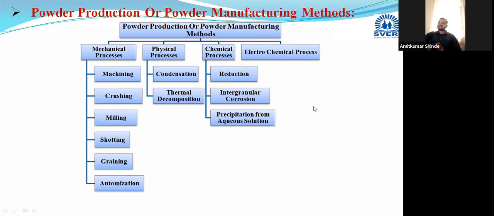Now this electro deposition is obtained in three ways. On the cathode, hard and brittle powder particles are obtained, and they are separated by a grinding operation, and powder is obtained. This is the first way.